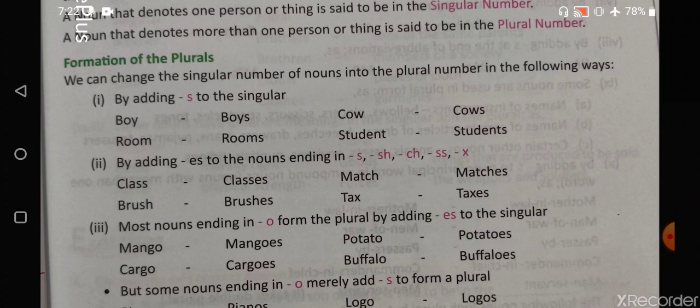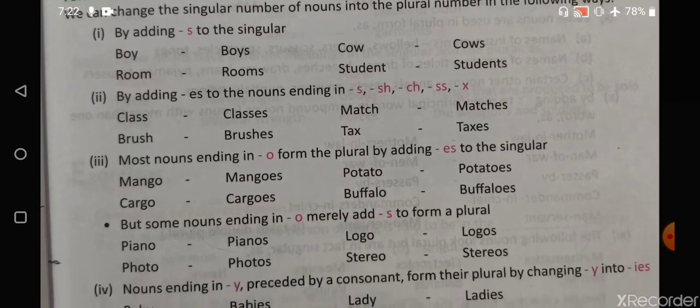Another one is by adding es to the nouns ending with s, sh, ch, ss or x. The words which end with these 5 can be changed by making the plural noun end with es. Class becomes classes, brush becomes brushes.